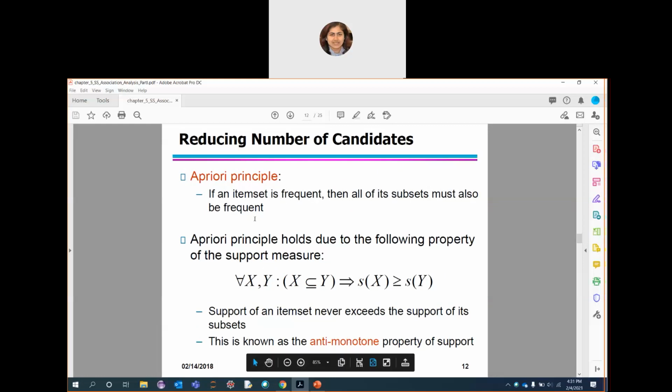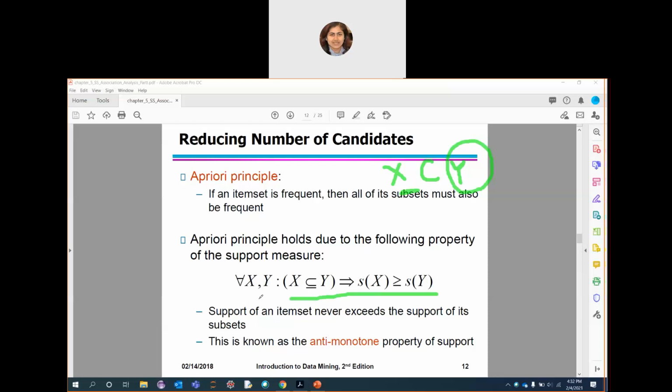Okay, how will we look into that? For a given item set, let's say we are given two item sets, X and Y. If X is a subset of Y, then the support of Y can never exceed the support of X. That is the rule. This is what we follow in the Apriori principle.